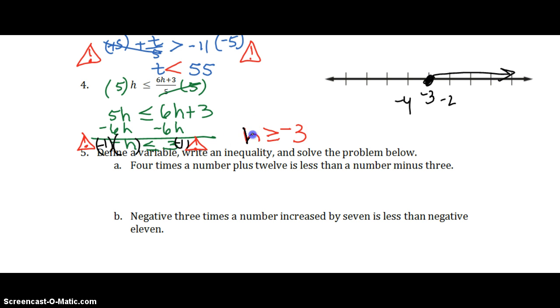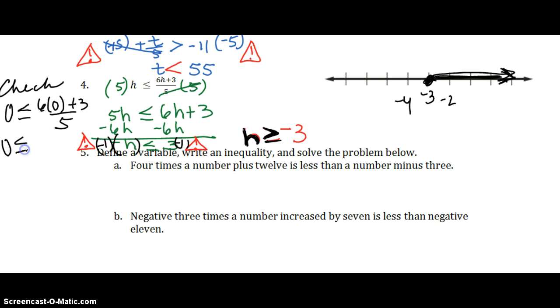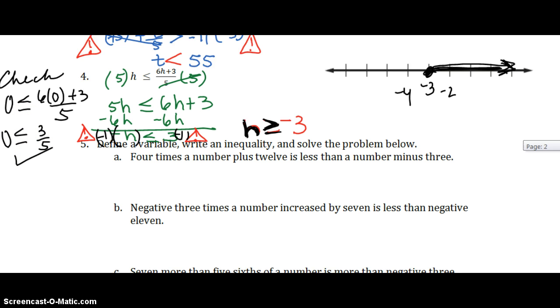Now, a little hint, if you write your variable first, your inequality sign is pointing the direction of your arrow. So that's a way to kind of check yourself. And again, pick a number greater than negative 3. How about 0? 0 is greater than negative 3. When I come over here to check, 0 less than or equal to 6 times 0 plus 3 over 5. That's 0 less than or equal to 3/5. Is 3/5 greater than 0? You betcha. And so it does check out.